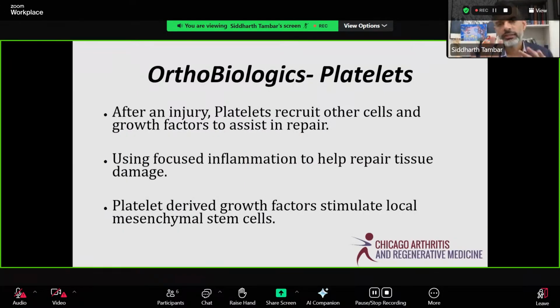So let's talk about some of these different orthobiologic treatments. So platelets or platelet-rich plasma is probably the most used one right now. Again, platelets are important because they really kickstart the normal healing process. You get inflammation that is instigated by platelets to begin with, which starts a normal tissue repair process. Platelets work because they stimulate your local mesenchymal stem cells.